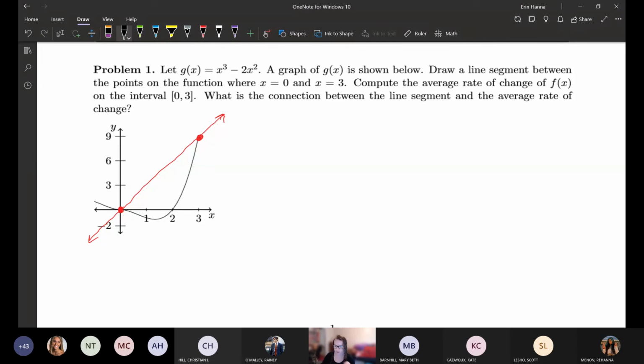And then if I want to actually compute the average rate of change, that would turn into g of 3 minus g of 0 all over 3 minus 0. Hopefully she's going to get sorted. Anyway, so we would plug 3 into our function and then plug 0 into our function.